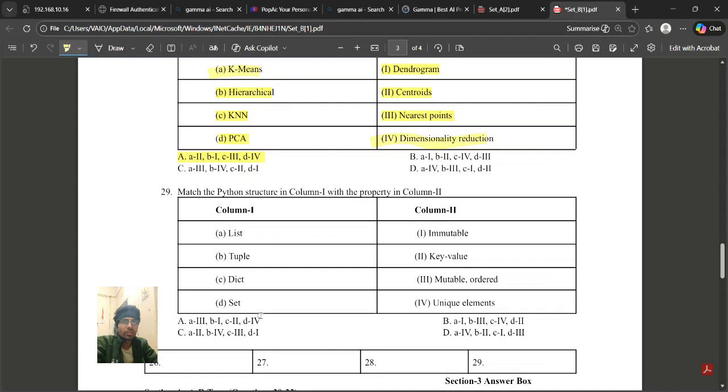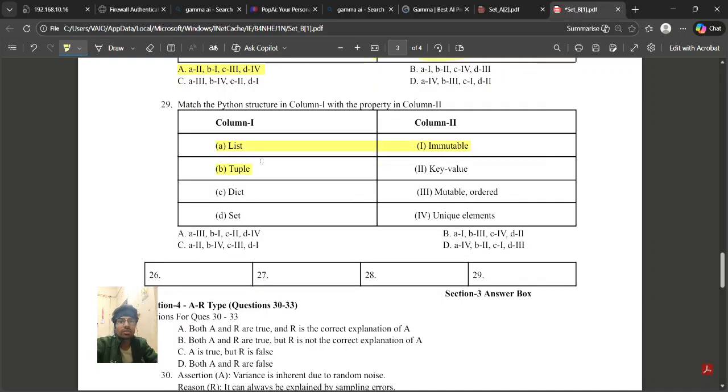Now question 29. Question 29 is also a match. We have a list. A list is mutable and ordered, so the answer is third. A tuple is immutable, it cannot be changed after creation, so that is first. The dictionary holds key-value pairs, and the set holds unique elements. So the answer is A.